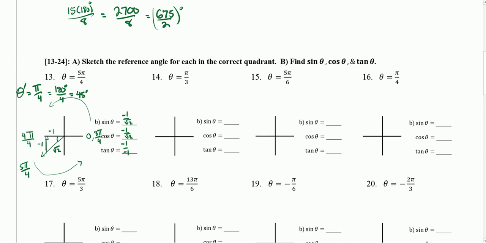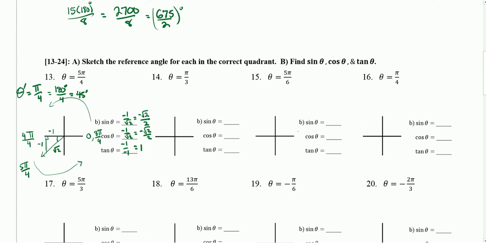Using SOHCAHTOA, sine is opposite over hypotenuse, cosine is adjacent over hypotenuse, tangent is opposite over adjacent. Each of these can be simplified. On the first one, we don't want root 2 in the denominator, so we multiply top and bottom by root 2 and get negative root 2 over 2. Same thing happens for the cosine. And the tangent simplifies to just 1.